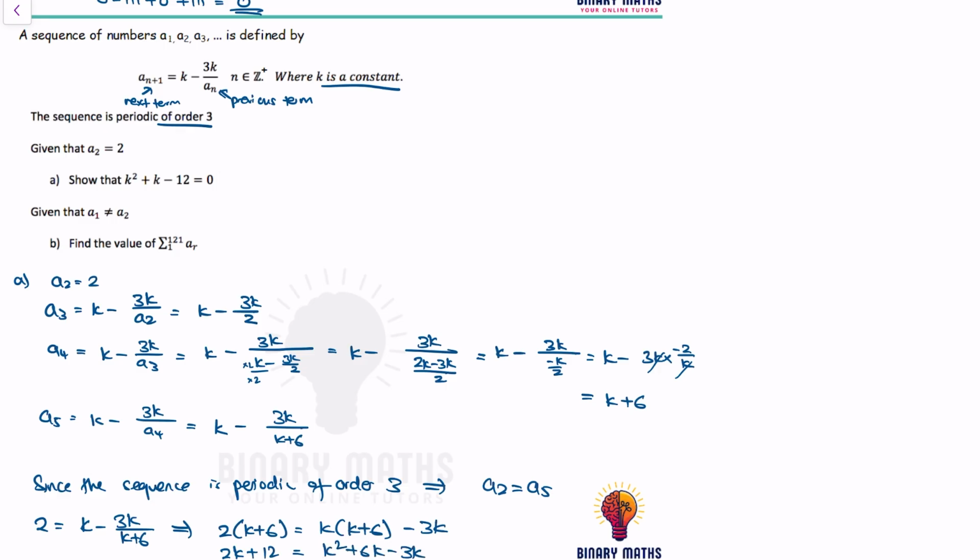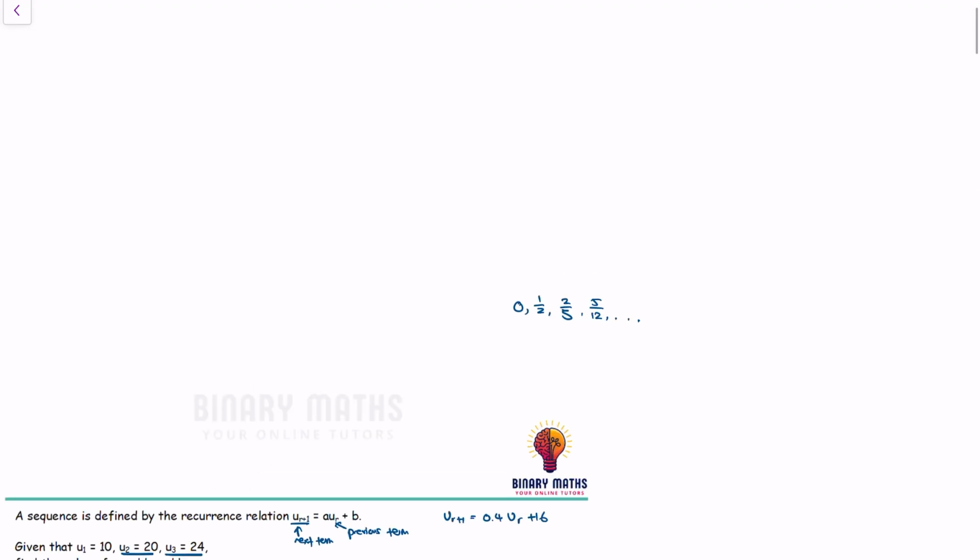If I take everything to the right hand side, I get k squared plus 6k minus 2k minus 3k minus 12 equals 0, which means I get k squared plus k minus 12 equals 0. Okay, so that's what I wanted.